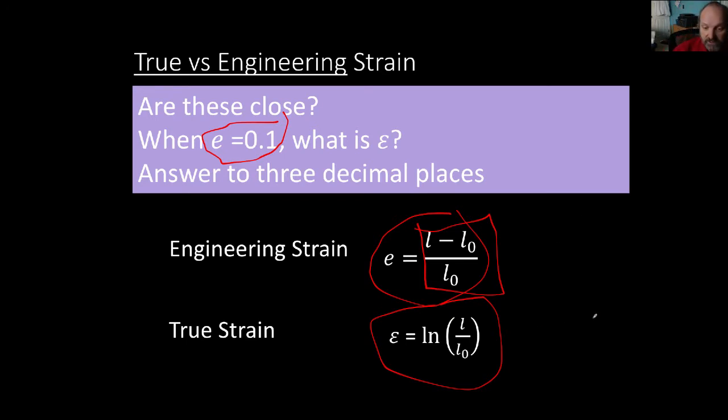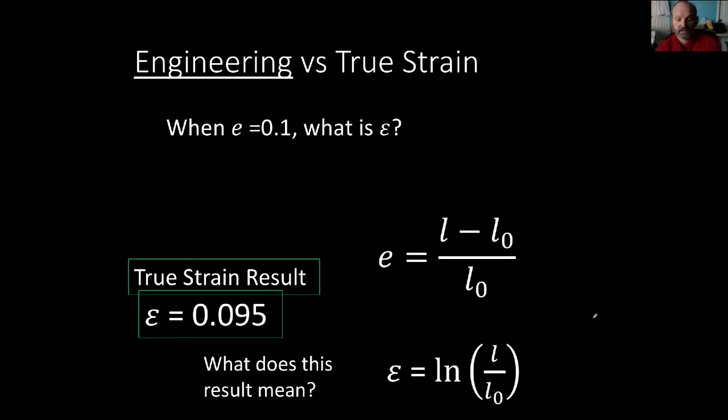So if you take those numbers and throw them into the true strain equation, you're going to get something that looks like 0.095. So when the engineering strain is 0.1, the true strain is 0.095. So it's a very small difference, okay?